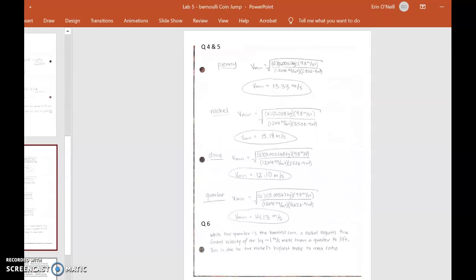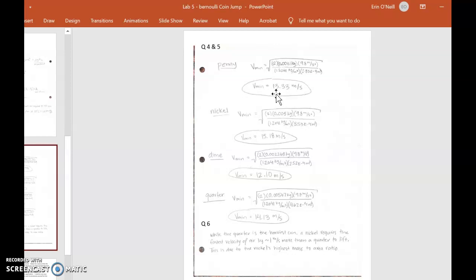So then I went through each of the penny, nickel, dime, and quarter and put in the numbers. For example, the penny was 0.00311 kilograms. Multiply that by 2 times gravity, divided by the density of air times the area of the penny, and the square root of that brings us to 13.33 meters per second. So that's how fast I had to blow to get the penny to lift off, which was easy for me.